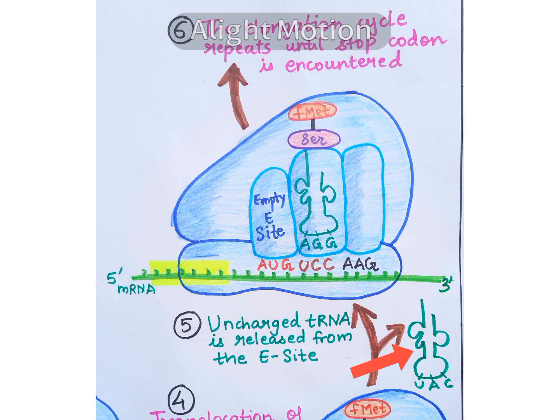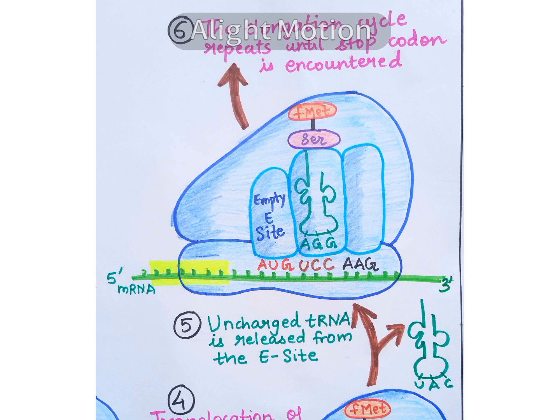Then the uncharged tRNA at the E site of the 30S subunit is released. This requires GTP hydrolysis by the EF-G-GTP complex. Now we have an empty E site and an empty A site. The next aminoacyl-tRNA binds to the A site and thus elongation continues. The elongation cycle repeats until the stop codon is encountered.